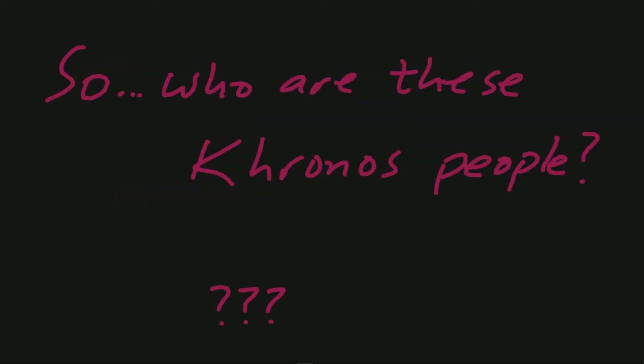So, who are these Khronos people? The Khronos Group is a non-profit consortium that oversees the development of OpenGL and its other APIs. It consists of over 100 companies that help set the graphical standard for OpenGL. This group also standardizes the OpenGL ES, WebGL, OpenCL, and the newly formed OpenXR APIs.